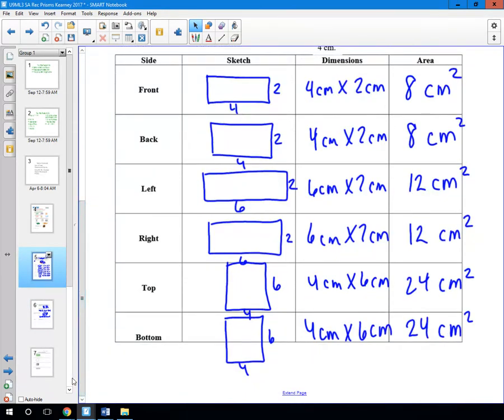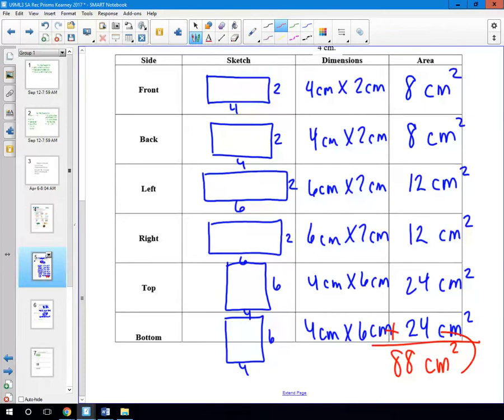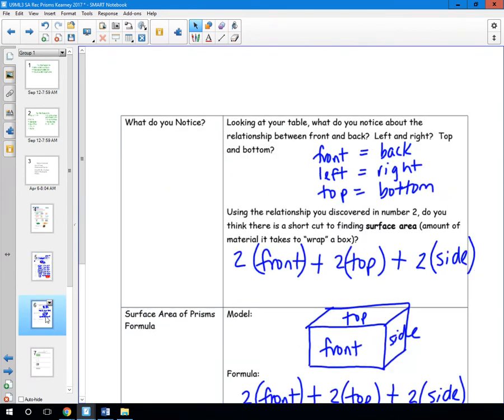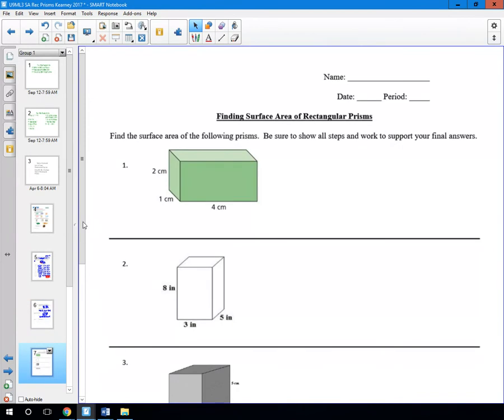So I can go through and I can say 8 plus 8 plus 12 plus 12 plus 24 plus 24. And I can tell Karen that she needs a total of 88 centimeters squared to wrap that beautiful box that she's going to give to her siblings. And I know they're going to be so excited. Okay? So I'm going to get you started with one practice problem, and then I'm going to let you work.